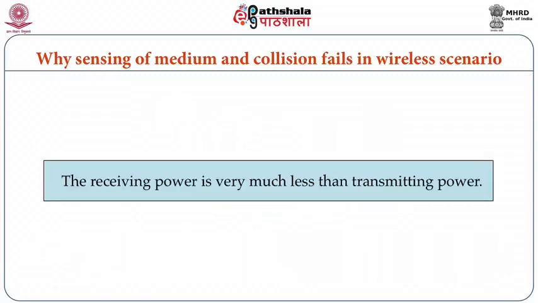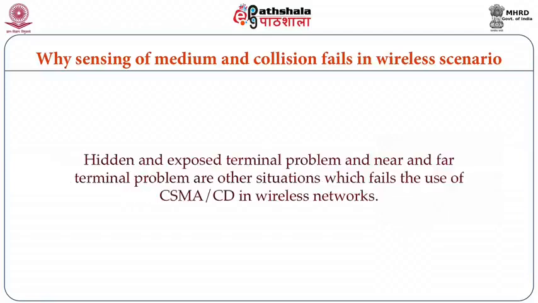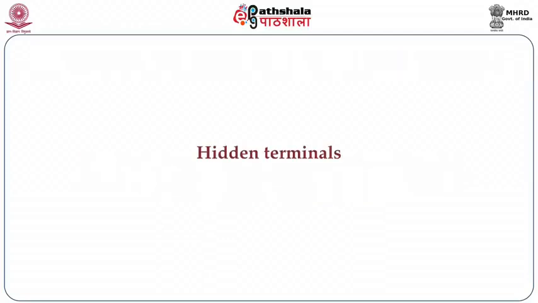Also, the receiving power is very much less than the transmitting power. Therefore, wireless transceivers can't send and receive at the same time on the same channel, so they cannot detect collisions. And most importantly, the hidden and exposed terminal problems and the near and far terminal problems defeat the use of CSMA/CD in wireless networks. Now let us see what these problems are and how CSMA/CD fails in the presence of these problems. Now what is the hidden and exposed terminal problem?